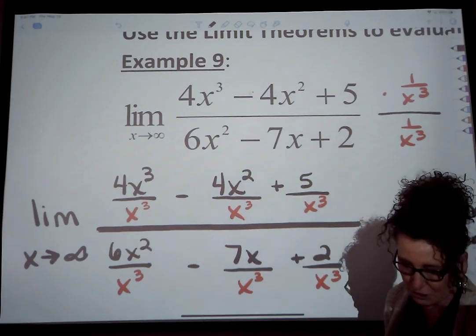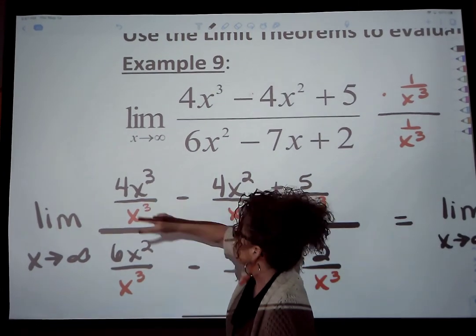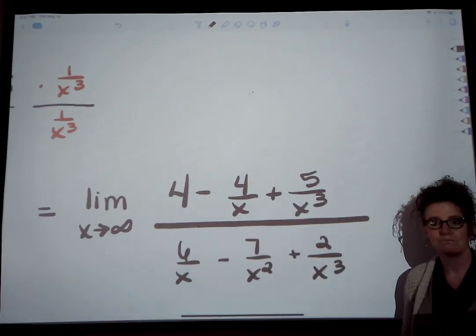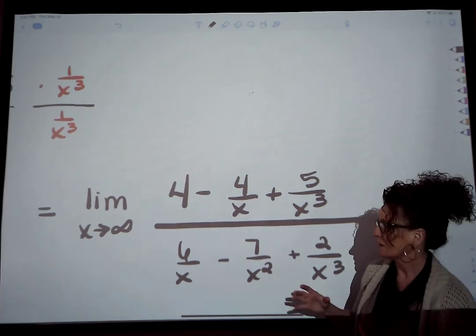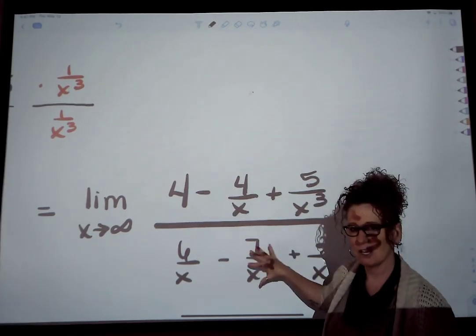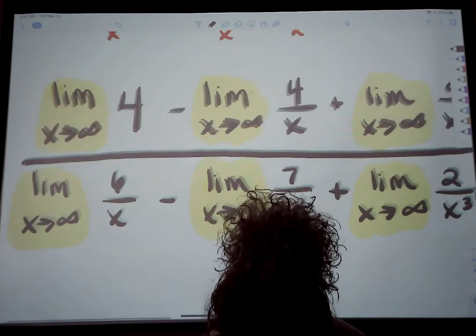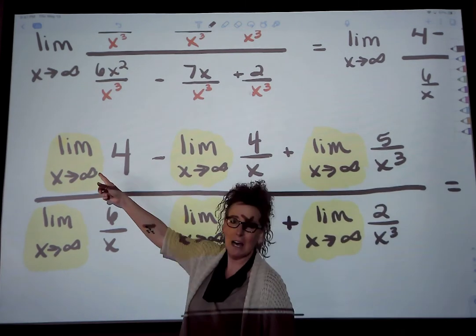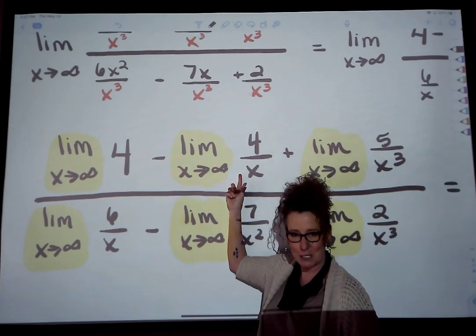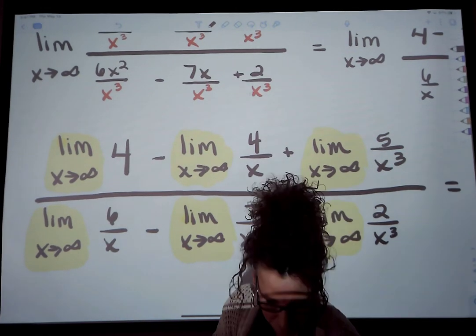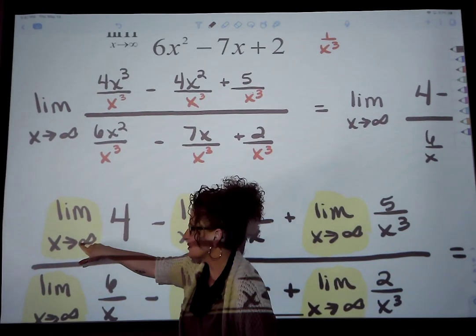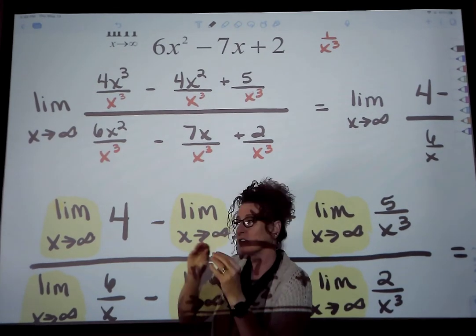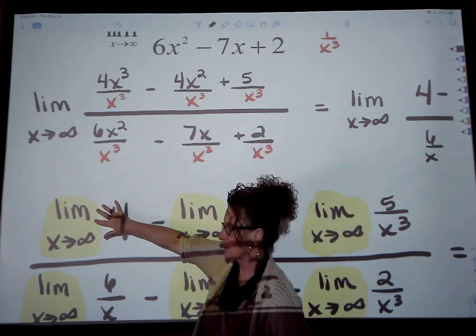Okay? Now, reduce. Reduce, reduce. That can't reduce. That's what I get. Yes? Remember that thing where I said if you've got pieces on the top and pieces on the bottom, you can do the limit of each piece? Oh my gosh, this looks awful. Okay, here's what I did. I wrote out the limit for each piece. Ready? As x approaches infinity, what's the limit of a constant? It's the constant. So the answer to this piece right here is 4.